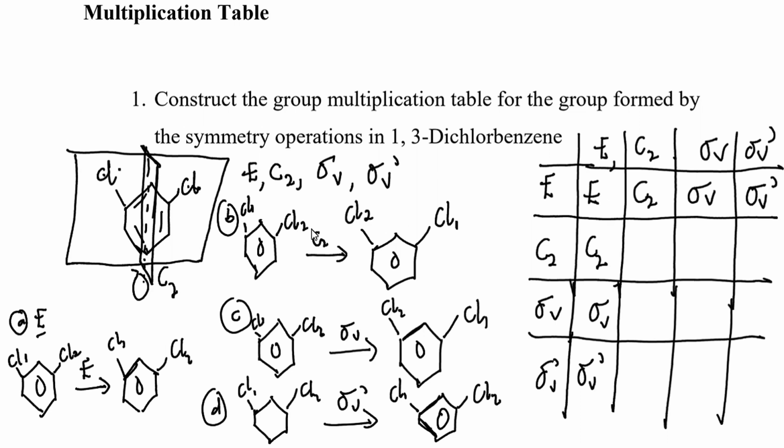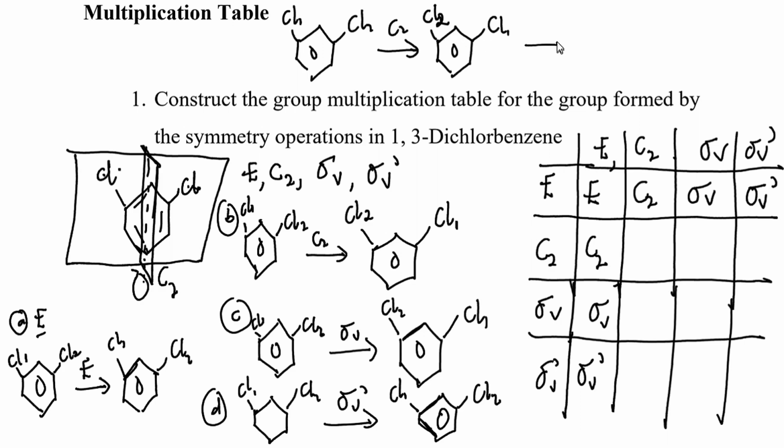This is C2, and this is the structure, with chlorine 1 and chlorine 2. When we carry out C2, we have chlorine 2 and chlorine 1. When we carry out C2 again, we have identity, chlorine 1 and then chlorine 2. So basically, C2 multiplied by C2 gives identity. Mirror multiplied by itself gives identity, and sigma V prime multiplied by itself gives identity.